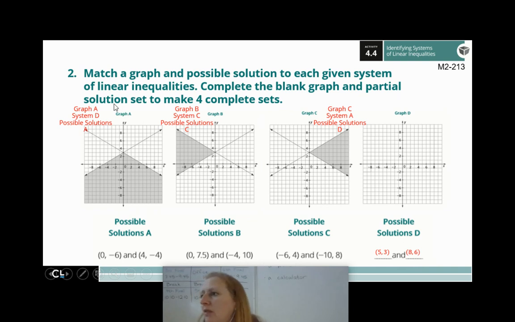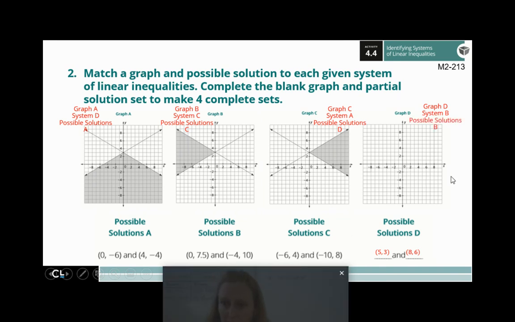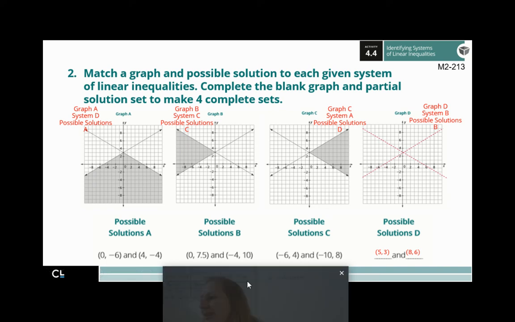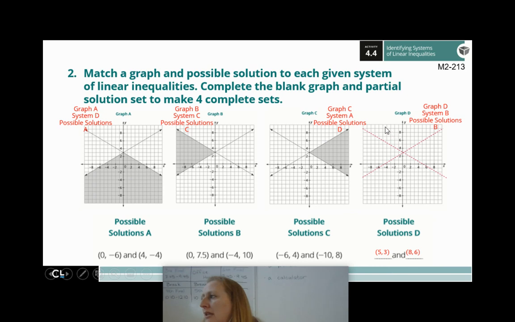So for graph D, I've used system D, system C, system A. It looks like we need to graph system B. Well, we know they're going to be dashed lines, so we got to pick system B with this. We know it's going to be possible solutions C. Let's graph this thing. We know we have 2 dashed lines, same dashed lines as before. Only now, if I have a solution of negatives, pardon me, I can do this. (0, 7.5) is up here. (-4, 10) is up here. It looks like this is our shaded bit. Yay.